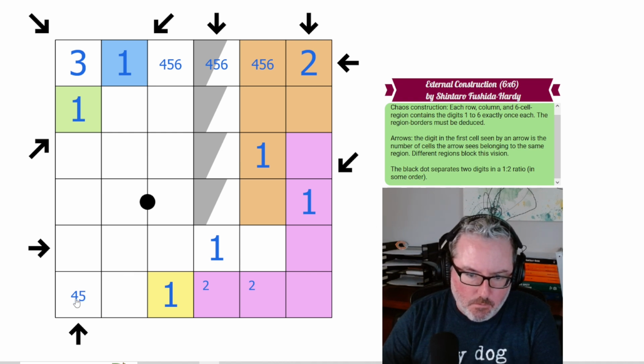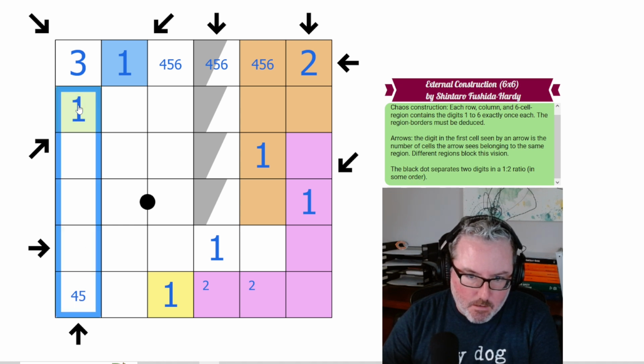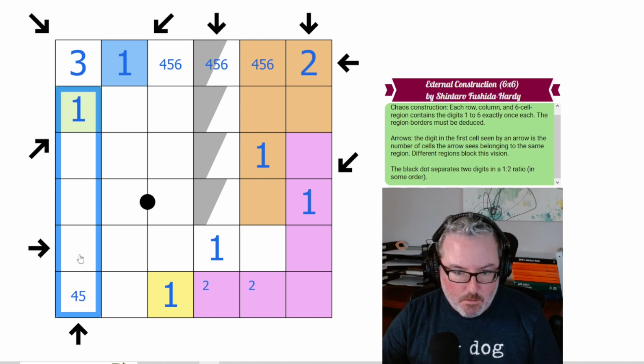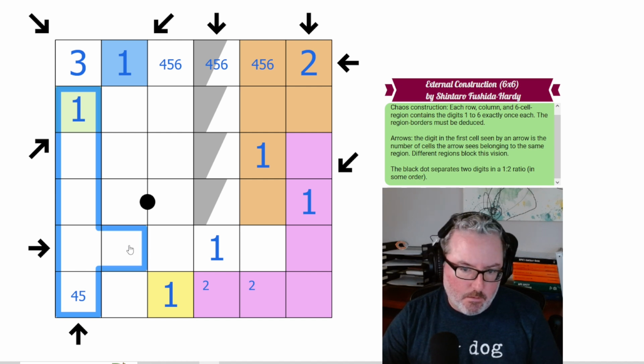Now, could it be 4 or 5? If it was 5, it would take on all of these. It would be part of green. But I would need 1 more digit. And, well, this one here, it would just do this. If this was a 5, this is what would happen, I think.